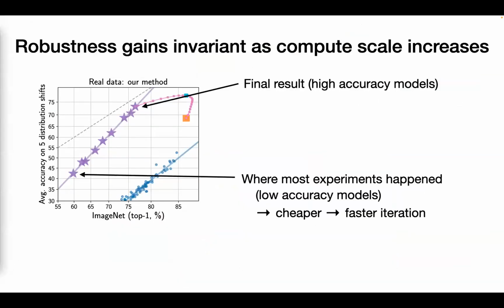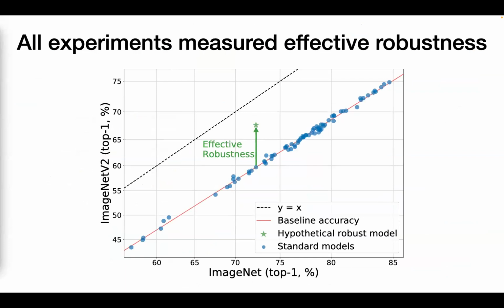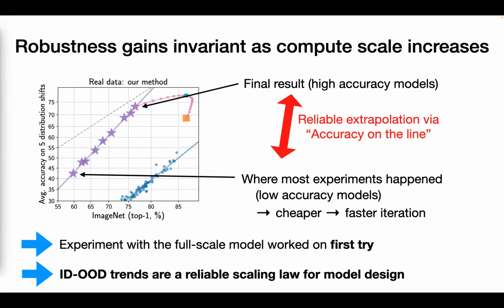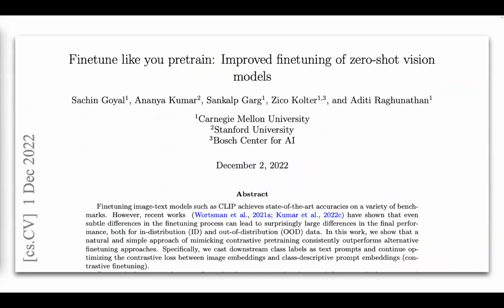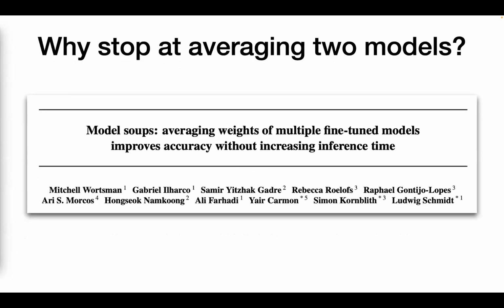There's a nice story around scaling laws here. How we did most of the experimentation on the small models, and then we used effective robustness basically as a scaling law for robustness in order to save on experimentation time, but that's a separate story. For now, I want to briefly highlight this very nice paper from CMU. Sachin may be here today, not sure. They basically combine this weight space interpolation for fine-tuning with another improved fine-tuning idea, and this is currently state of the art for fine-tuning CLIP models. But there's also an obvious question here: why stop at averaging two models?